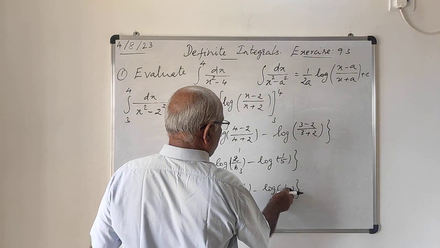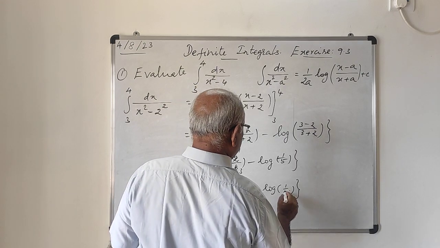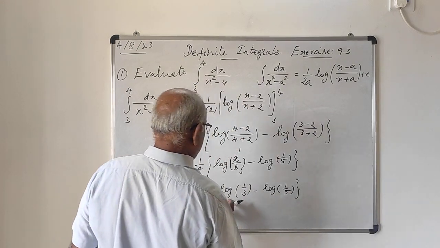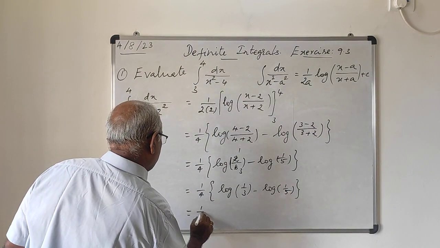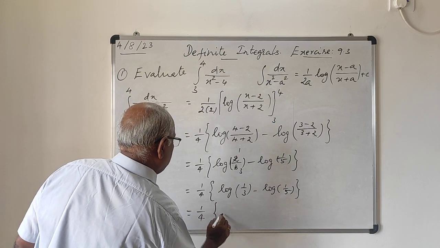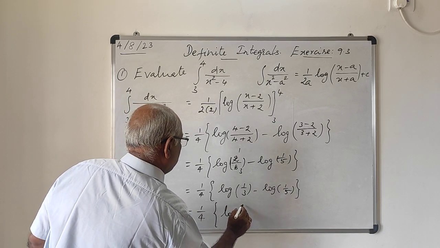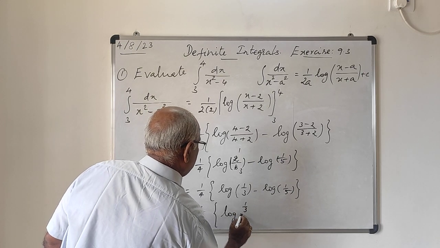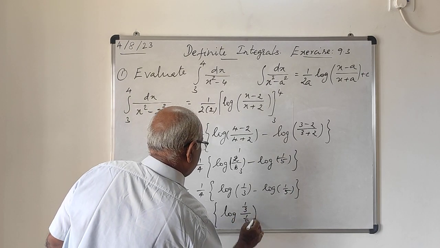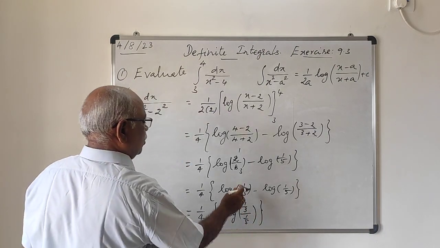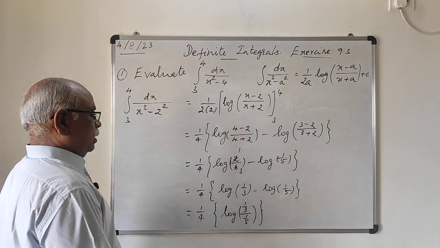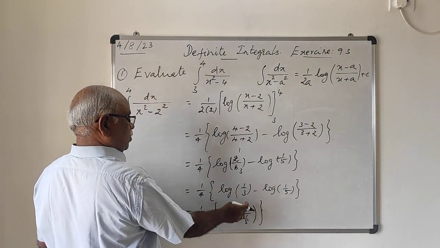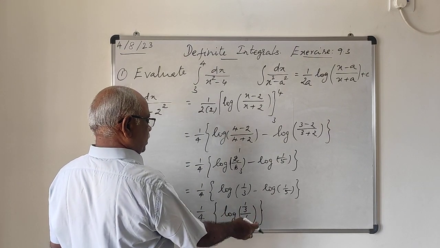By the definition of logarithm, log m minus log n is log of m by n. Therefore you will get 1 by 4 into log of (1 by 3) by (1 by 5). This is log m by n, that is 1 by 3 into 5 by 3, that is, m by n is 5 by 3.